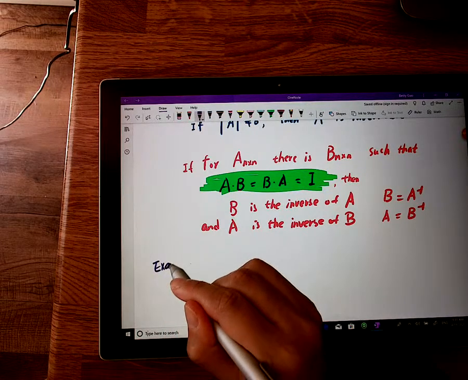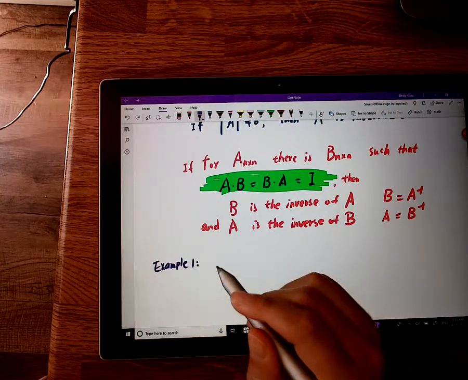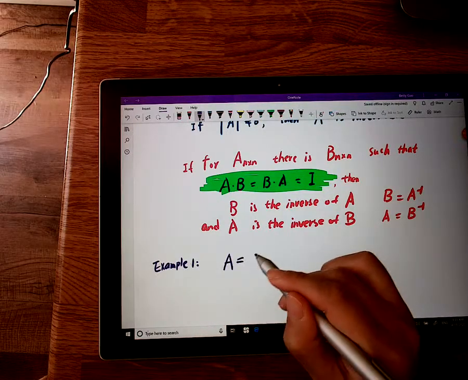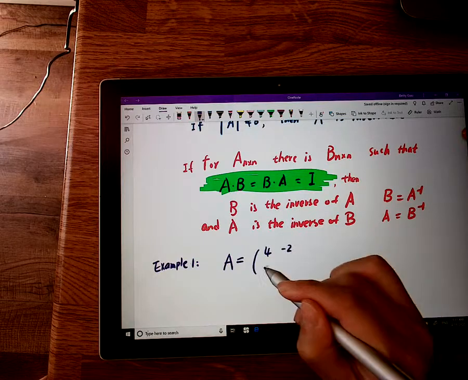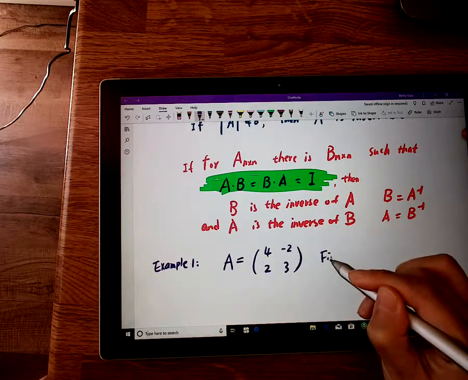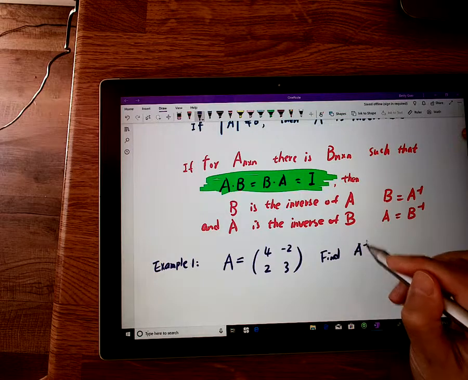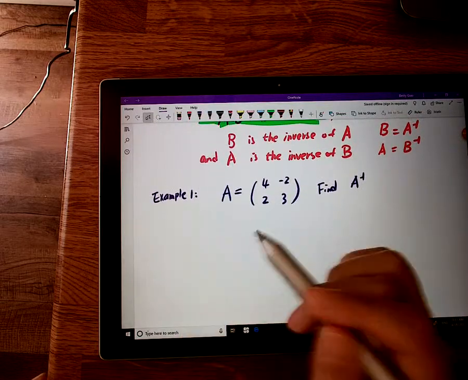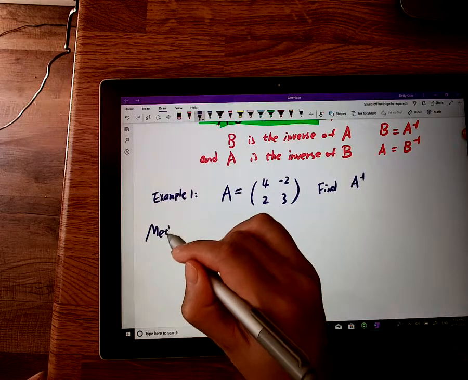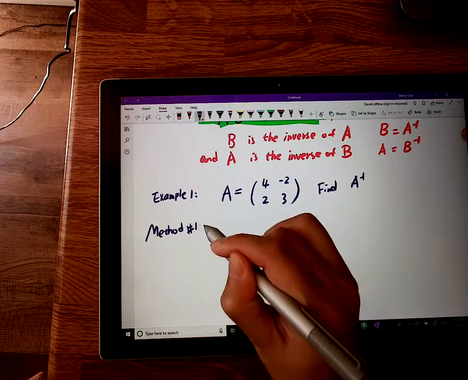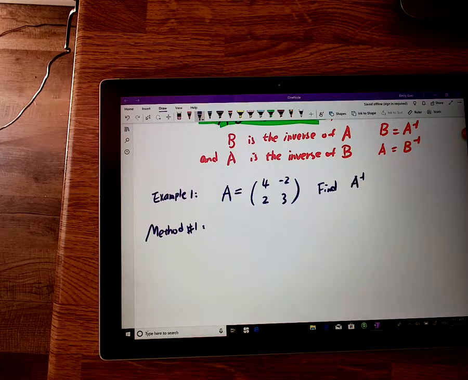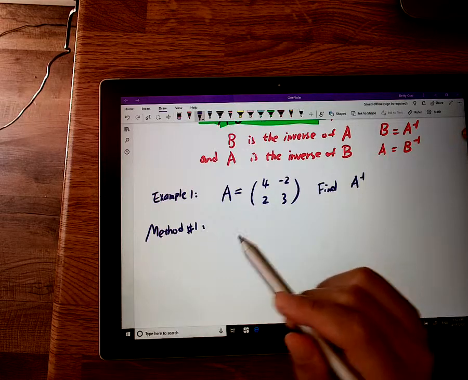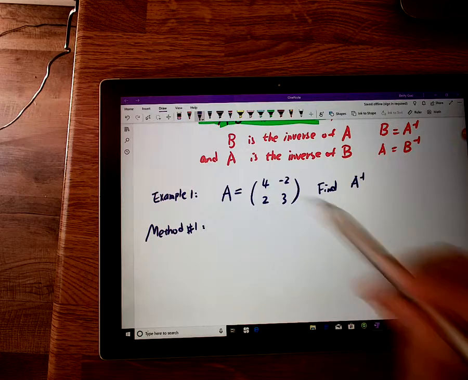Let's look at example 1. In example 1, we are given a 2 by 2 square matrix, which is 4, -2, 2, 3. We need to find A inverse. I'm going to introduce two methods to solve this problem. Method 1 only applies to a 2 by 2 square matrix, but method 2 applies to any size square matrix. So let's see, how do we find the inverse for A?